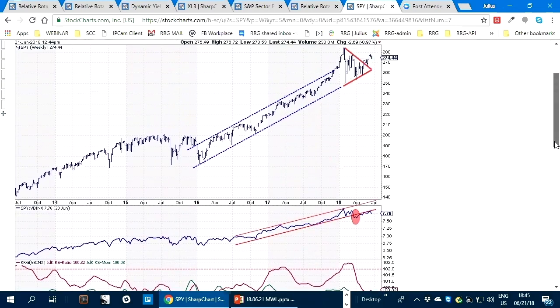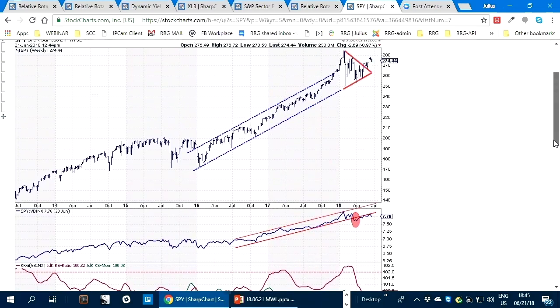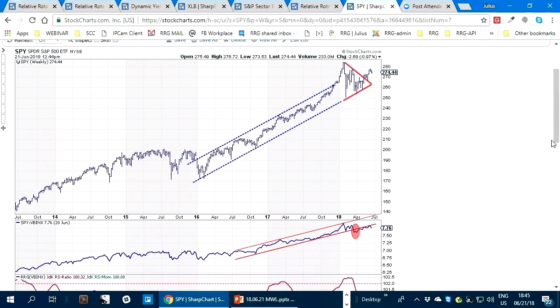So for the time being, still overweight equities over bonds, but very, very careful and very, very cautious to monitor the short-term situation, whether something is going the other way around. Do I have 5 more minutes, Tom?